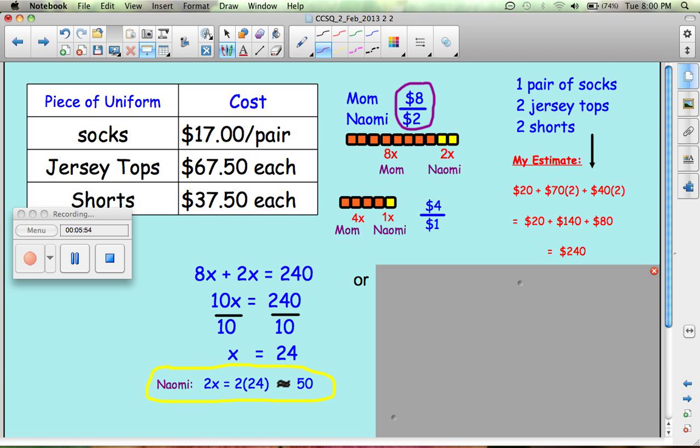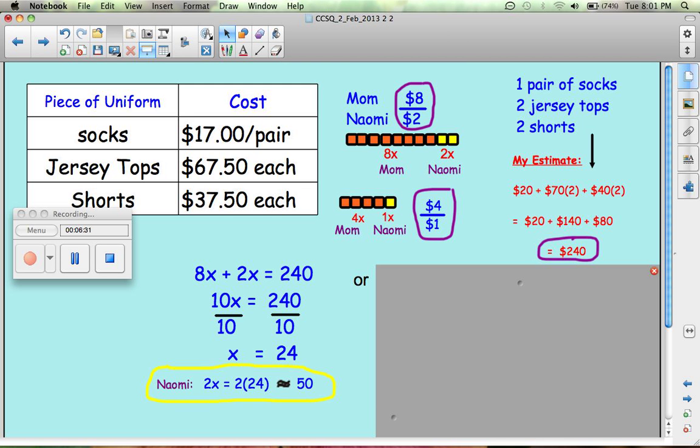Now if we wanted to reduce that down to our unit rate of 4-to-1, we could, and we could model it with 4 boxes for Mom and 1 box for Naomi. Okay, the unit rate is 4-to-1. When we take a look at these, these are going to be our terms in our algebraic equation. Now I'm going to start by just using our estimate of $240, and we're going to go through this process. This is just to estimate, and then we'll go ahead and do the process again with the actual figures in there.